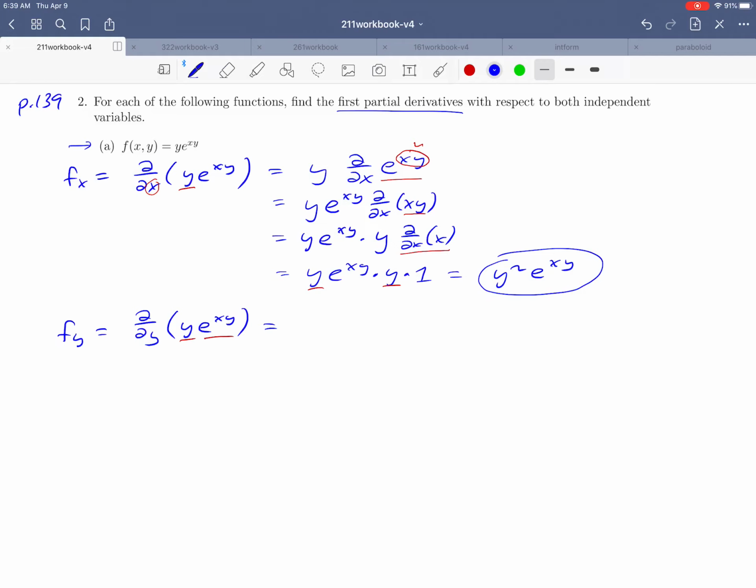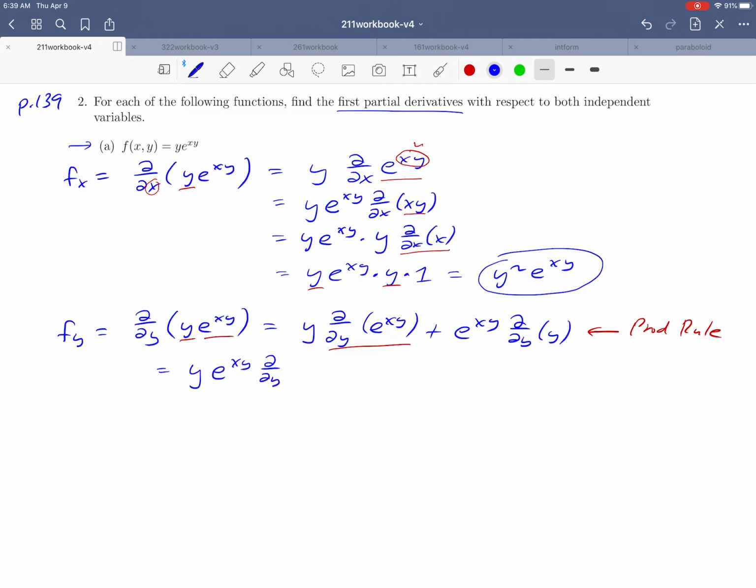Let's recall the product rule together. It sounds like the first function times the derivative of the second plus the second function times the derivative of the first. Just for the sake of your notes, let's remind ourselves that this was the product rule that we used here. Continuing with this, we've got a couple of derivatives that we need to take, so let's recopy the y, and then we need to take the derivative of e to the xy. That's going to be a chain rule again. So the derivative of e to the u is e to the u times the derivative of the u.